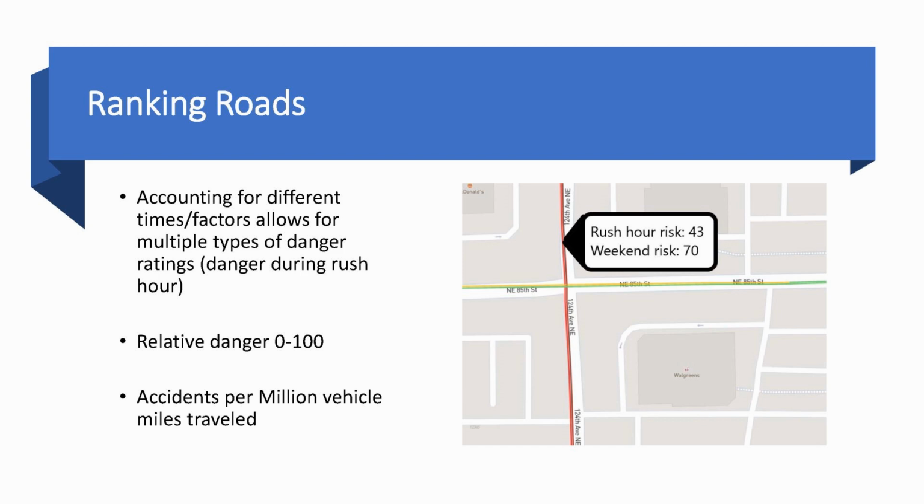The second metric is one of accidents per million vehicle miles traveled. This is a more objective scale, and it offers insight into the danger of segments while accounting for things like segment length and volume of traffic. This is more useful for analytics and other public sector use cases.